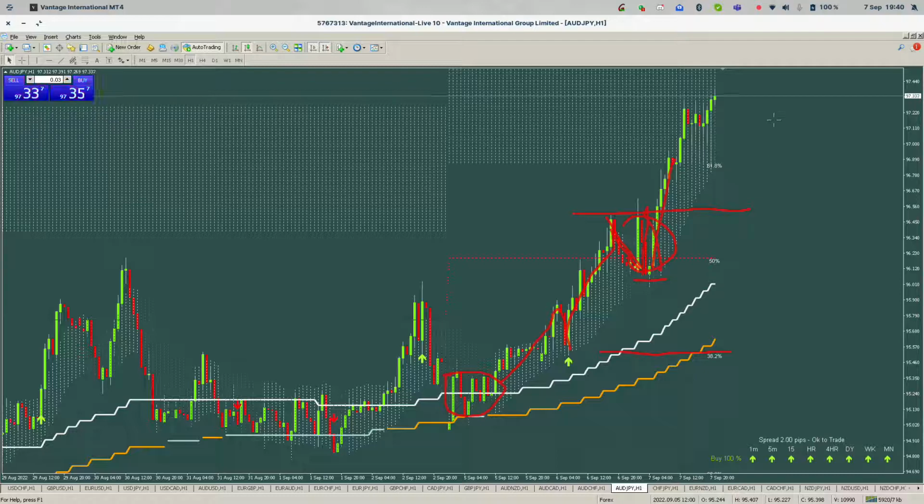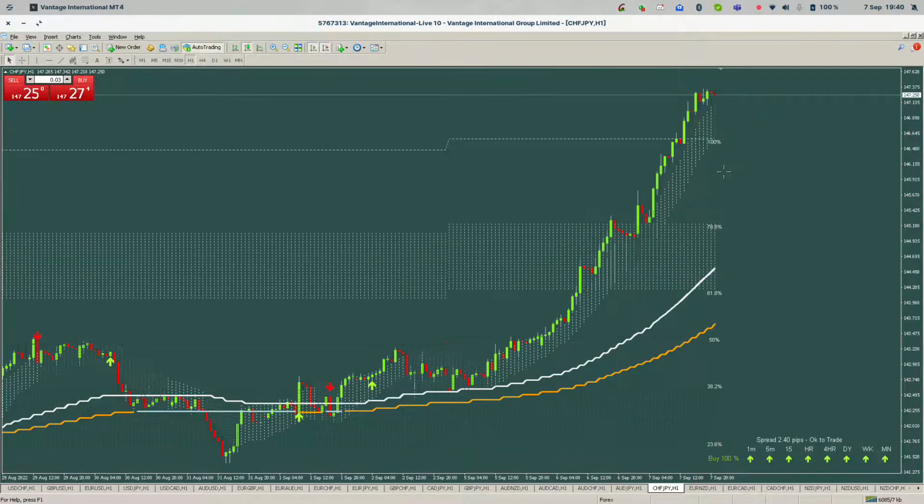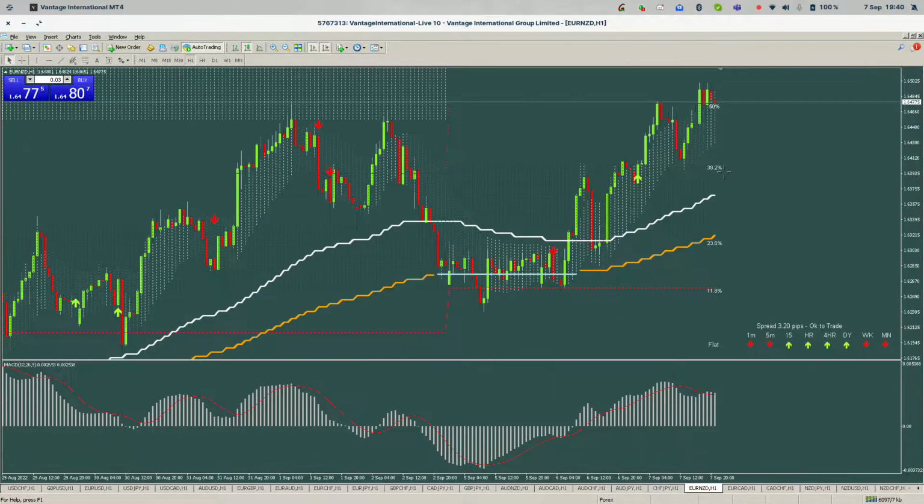Now again, with this pair, the Aussie yen is showing the same stuff. Lots of rallying, bit of consolidation, but there's no pullbacks, which is worrying me, and I think there's going to have to be some correction in the market, and when it comes it's going to be big.